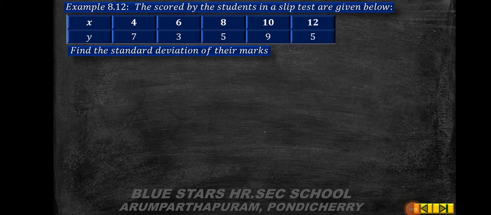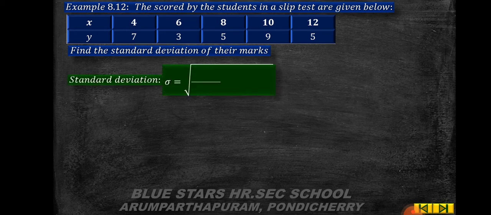Example 8.12. The scores by the students in a slip test are given below. X: 4, 6, 8, 10, 12. Y: 7, 3, 5, 9, 5. Find the standard deviation of their marks.